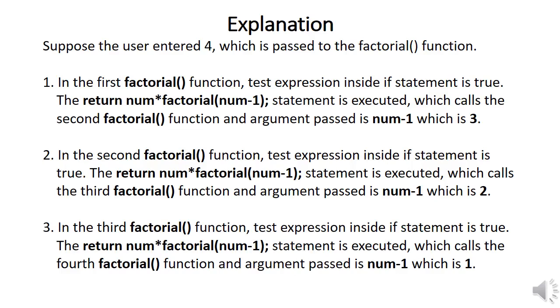These are the explanations of what I have explained in the previous slide. You just go through these points, then understand what is happening in each case. When I called a function by passing the value 4, what will happen? That is explained in the first step. In the second factorial call, what will happen? That is explained in the second step. In the third factorial call, what will happen? That is explained in the third step.